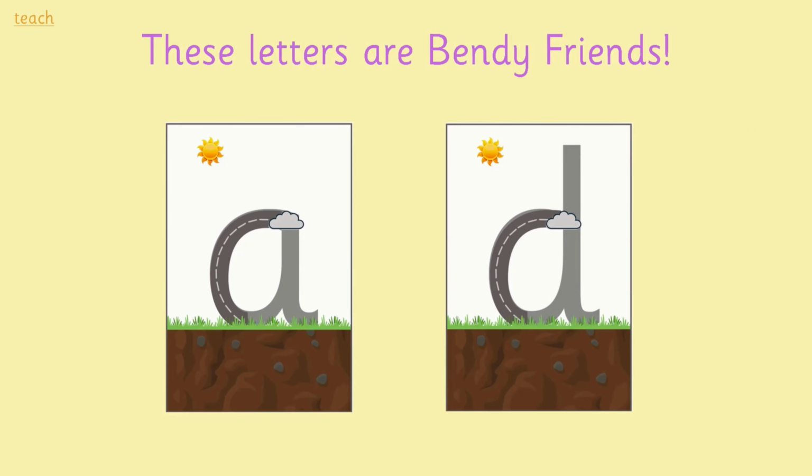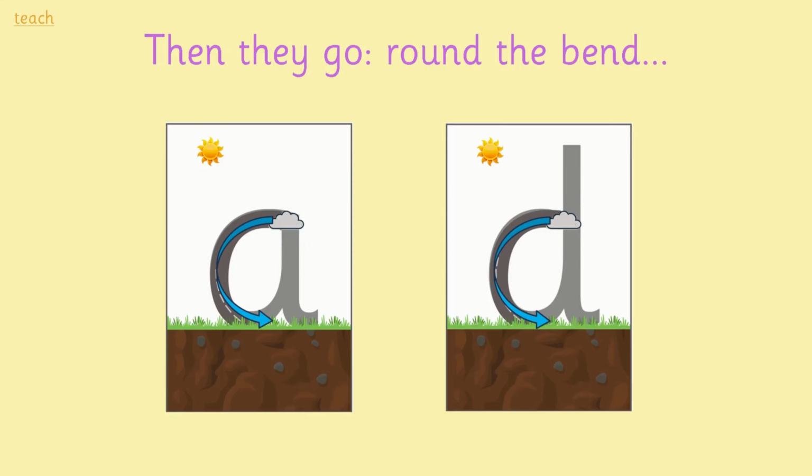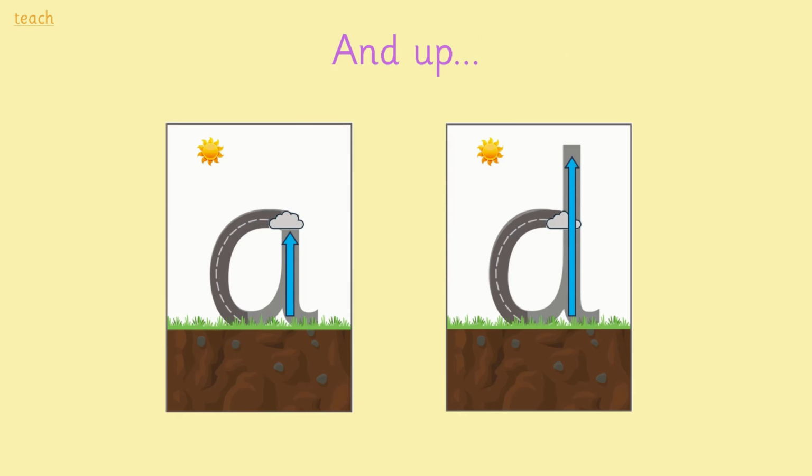You'll talk about which letter family they're in. Then you'll have a look at whereabouts they start. So it's by the clouds or by the sun. And then you'll start going through the movement of the formation for each letter.